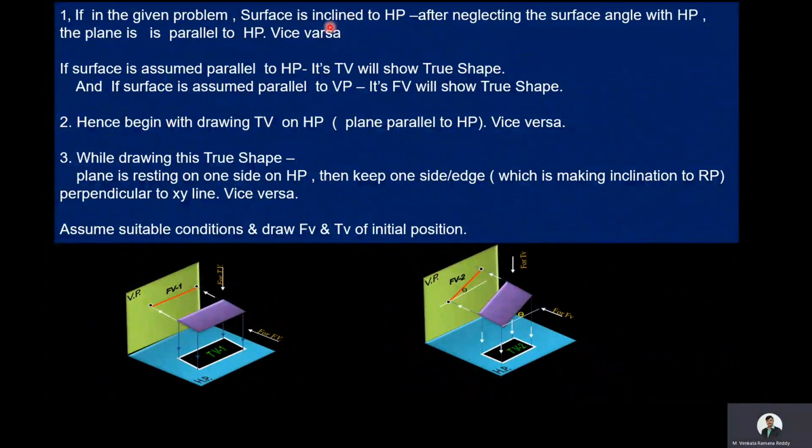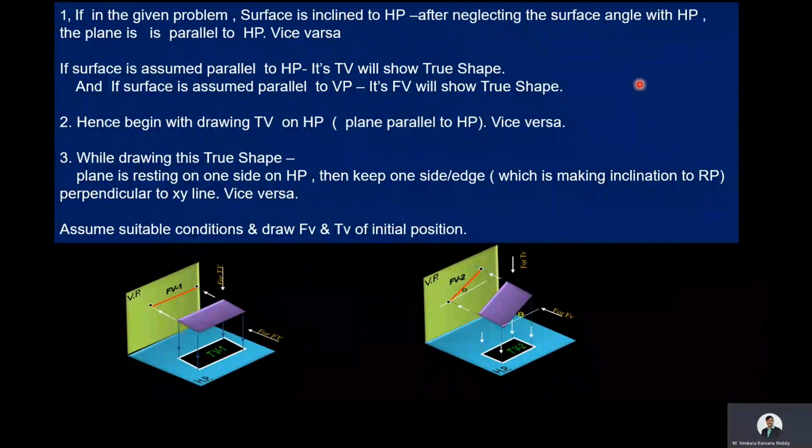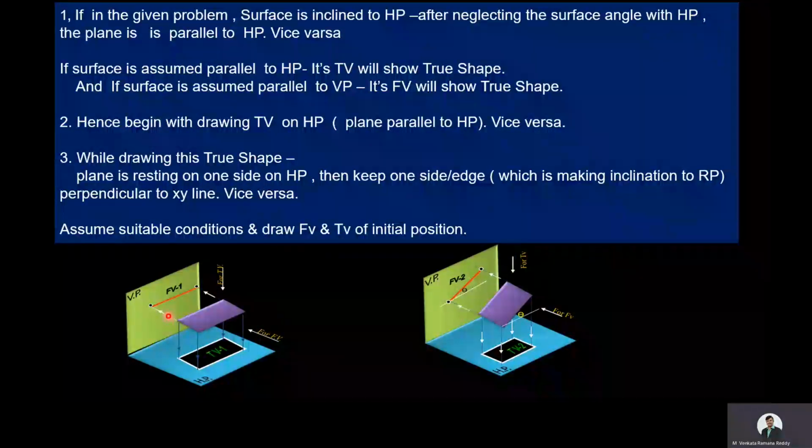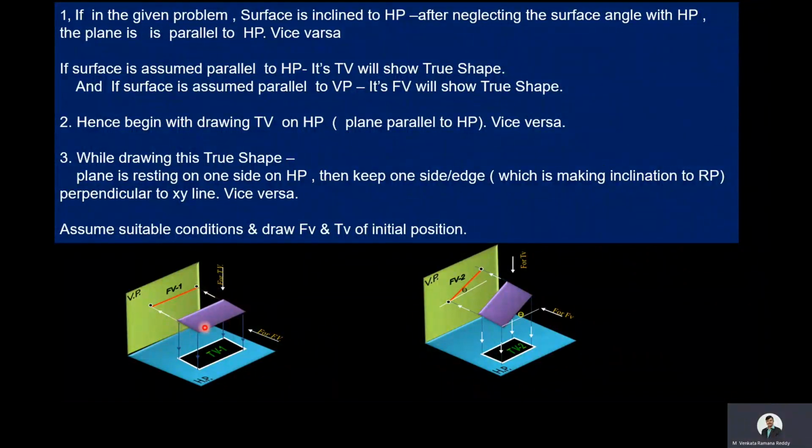If in the given problem, surface is inclined to HP, after neglecting the surface angle with HP, the plane is parallel to HP, vice versa. Here in this case, this is the rectangular plane and it is making an angle theta degrees to the HP. After neglecting the inclination of this plane with HP, this plane is parallel to the HP. After that, what we need to do? We need to select the view in which true image is visible.